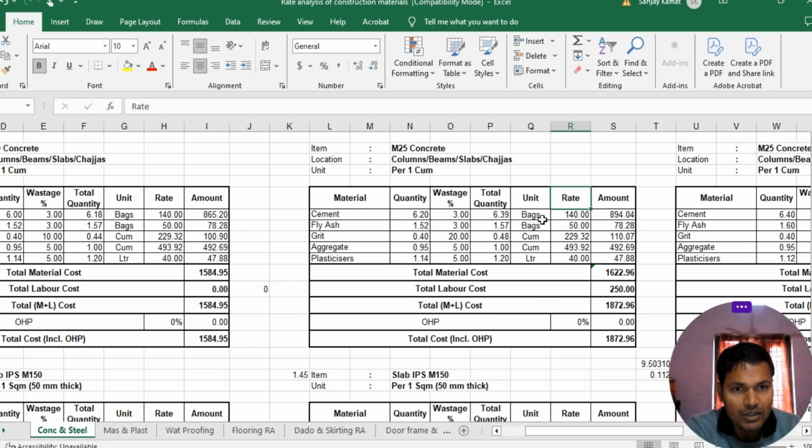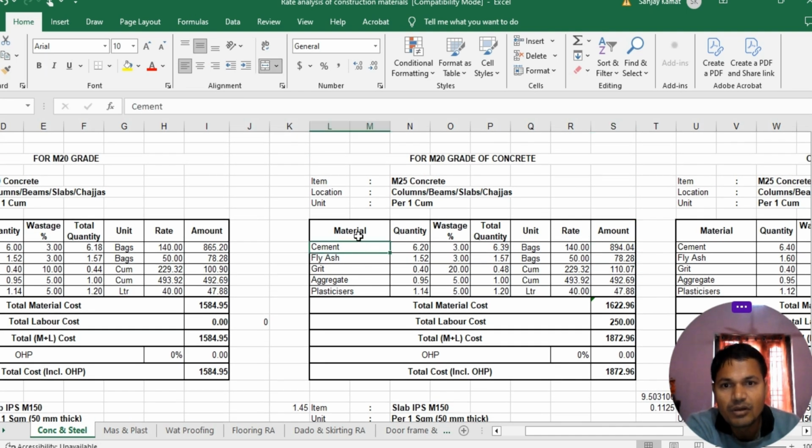Rate will be constant, unit will be constant, and the amount will be different, because it works on the basis of how much quantity we use. So now let's begin. For cement material we have taken the quantity 6.20. Wastage of cement is 3%. We have not used 100%, so 100% will be no wastage. Quantity we have taken 6.20, and total quantity is 6.39.